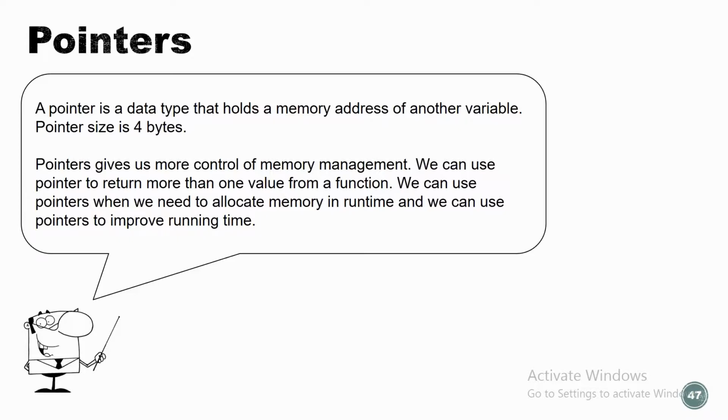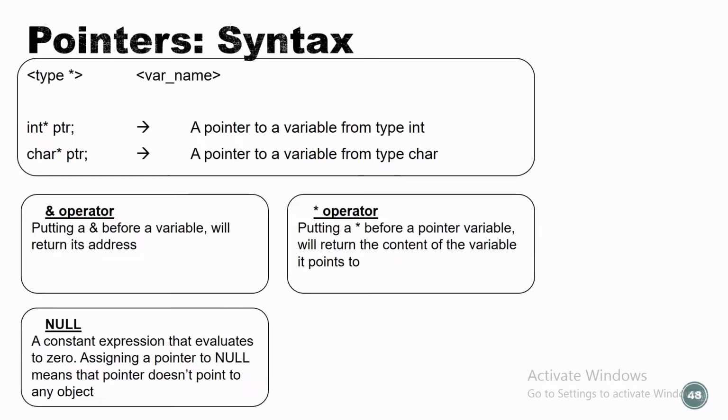We can use pointers when we need to allocate memory in runtime. Remember, as opposed to telling the compiler the exact size when we declare an array, when we use a pointer, we don't need to do that. And we can use pointers to improve running time. I'm going to show what it means to improve it and all of that.